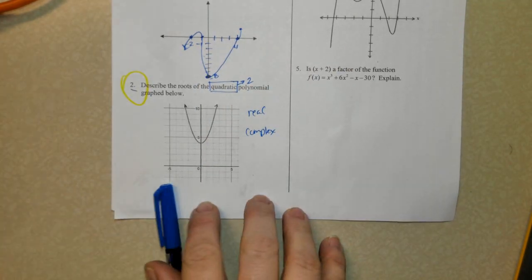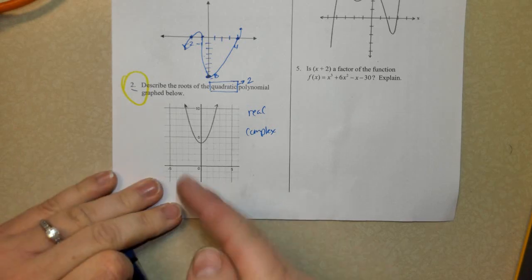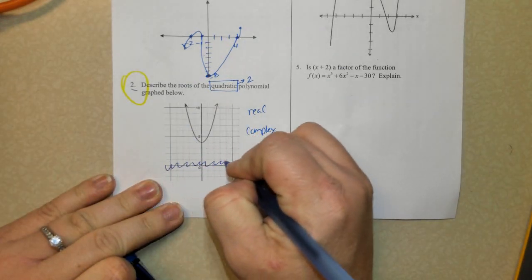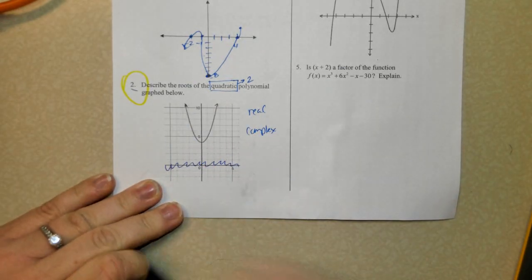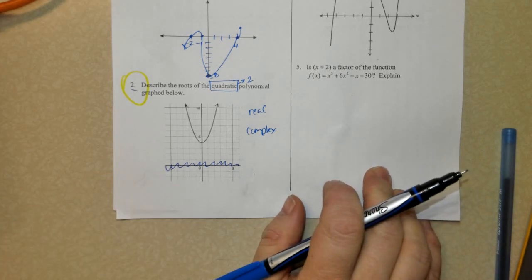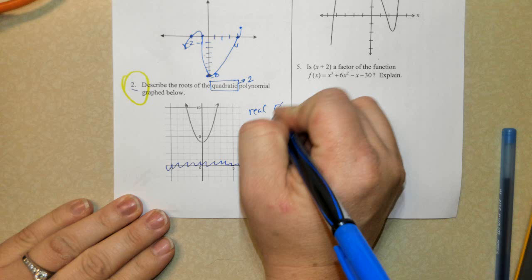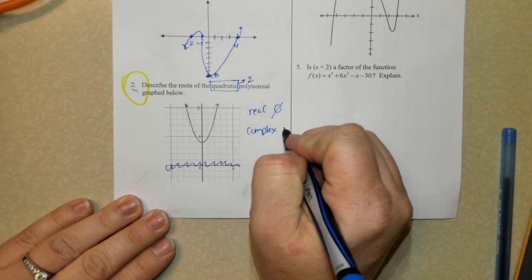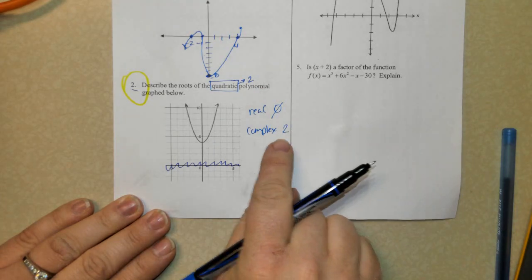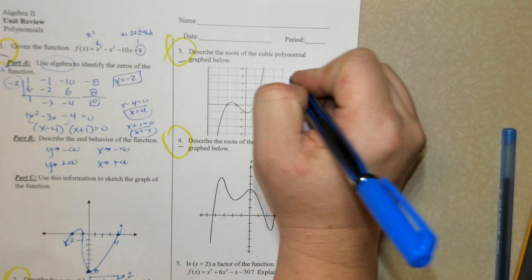Okay, so I look right here at the x-axis, and how many times it crosses the x-axis will demonstrate to me the number of roots. How many times does it cross? 0. So there's 0 real, and these two have to add up to the degree of the function, and there's 2 complex. Coming up to the next one, write down real and write down complex.